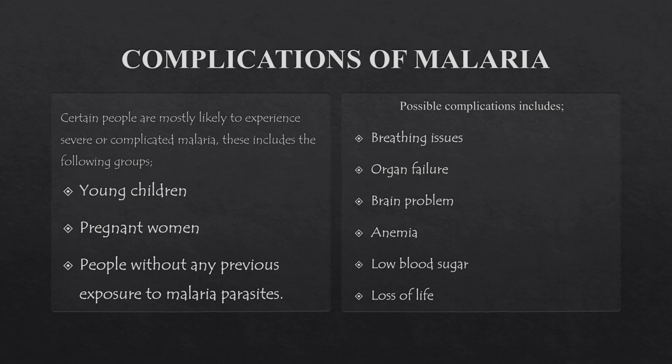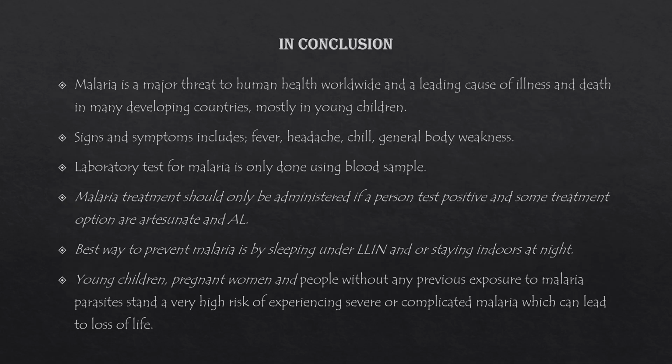Complications of malaria. Certain people are most likely to experience severe or complicated malaria. These include the following groups: young children, pregnant women, and people without any previous exposure to malaria parasites. Here are some possible complications. We have breathing issues, organ failure, brain problems, anemia, and low blood sugar.